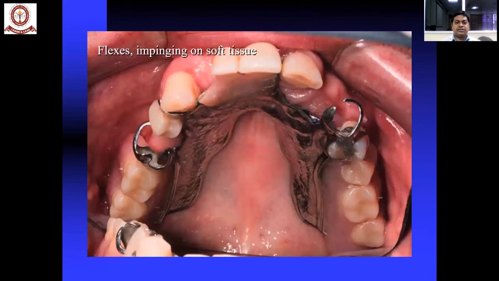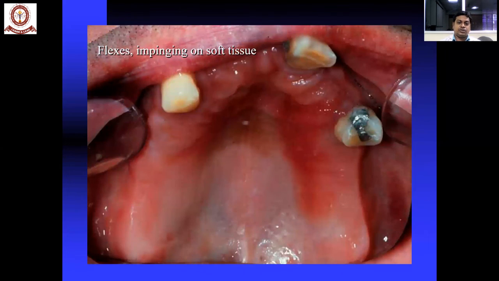These are the cases. As you can see, with the major connector and without the major connector, it is going to impinge on the soft tissues. As you can see, the redness on the soft tissues.